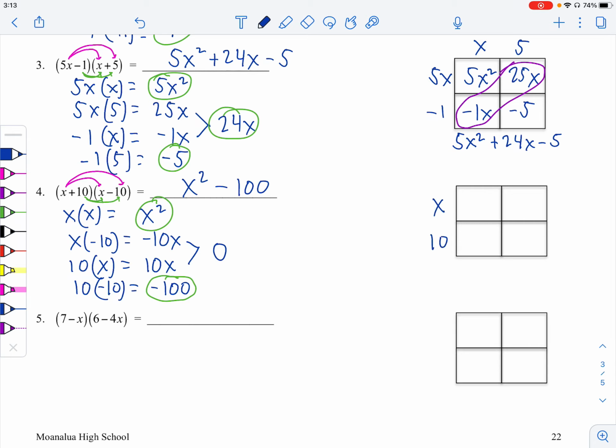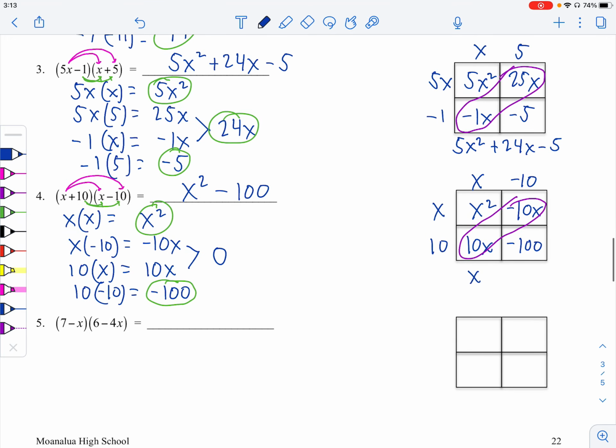We do x 10, x negative 10, x times x, x squared, x times negative 10, negative 10x, 10 times x, 10x, 10 times negative 10, negative 100. Middle terms combine, that cancels, right, 0x, so we don't need that, and then we have x squared minus 100.